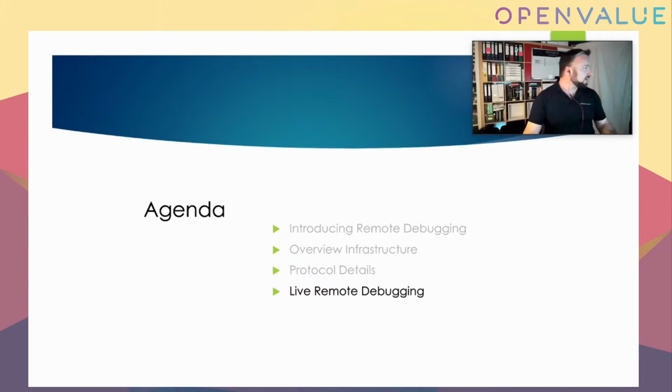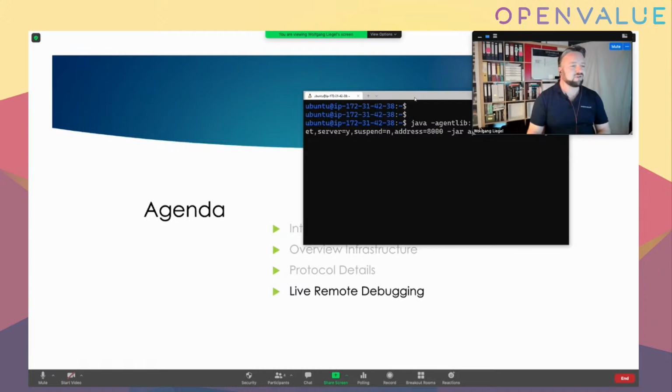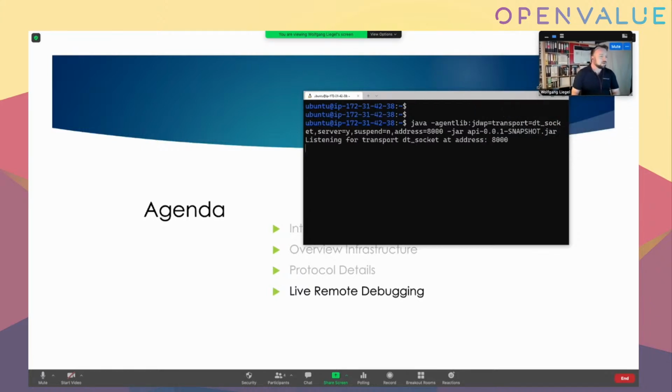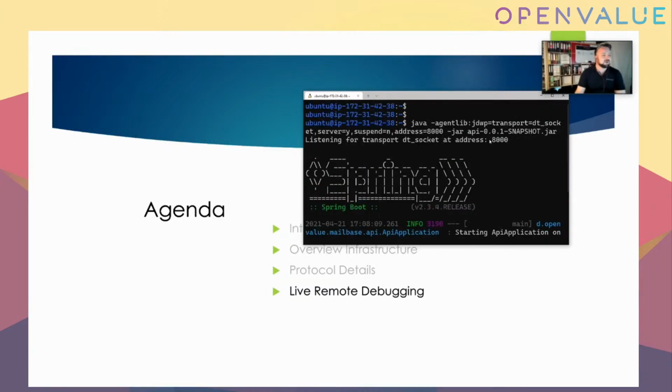Okay, so let's start with the demonstration. I have created a server where we have a Java application. I'm going to start this one now, and you can see it's listening for debugging connections on port 8000.